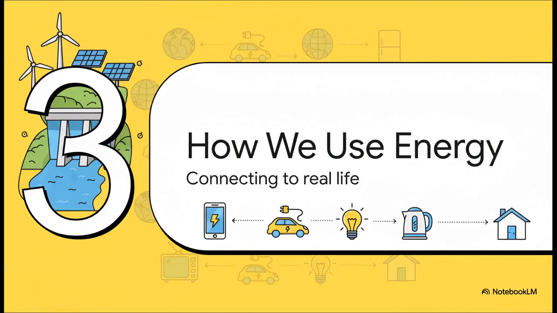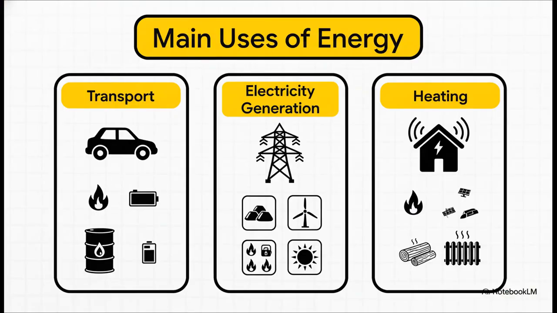Section 3. How do we actually use all this energy? So we know what the resources are and we know how to classify them. But where does it all go? This is where we connect the physics to our everyday lives. The syllabus really wants you to focus on these 3 main uses: transport, making electricity, and heating.